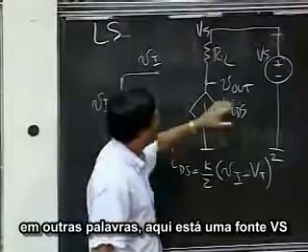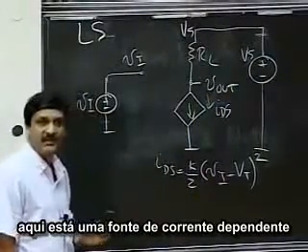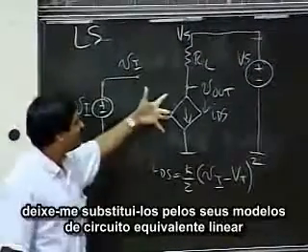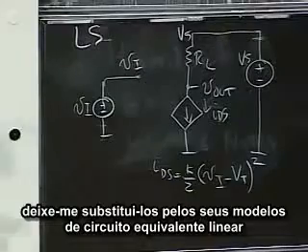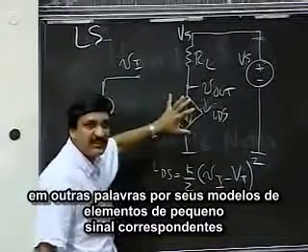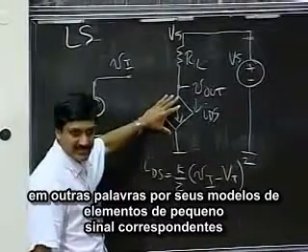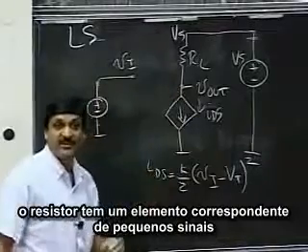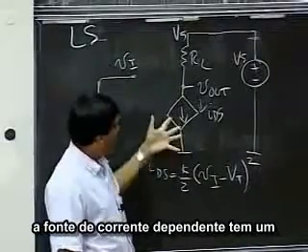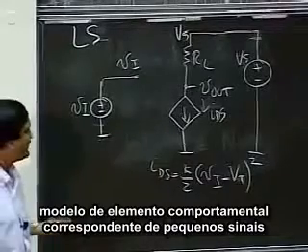In other words, here's a VS source. Here's a dependent current source. Let me replace them with their linear equivalent circuit models, in other words, with their corresponding small signal element models. I'll show you what those are in a second. The resistor has a corresponding small signal element. The dependent current source has a corresponding small signal behavioral element model.